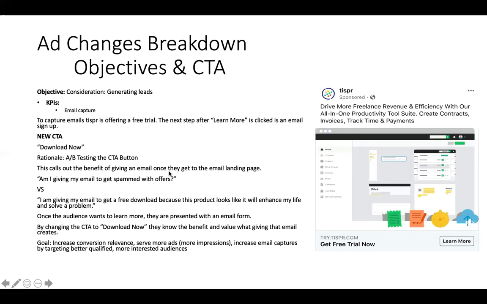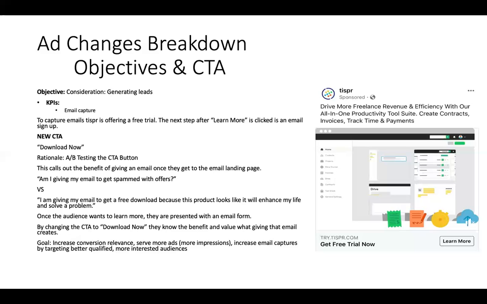So I think we should change the call to action to download now. We're going to look at some A/B testing here for that button over on the bottom right corner, changing that from learn more to download now. I think that gives a sense of the person who's clicking it knows the value of what they're going to get. So right now they click it, learn more, and then it asks for an email address. The person reading it may be thinking, why am I giving you an email address right now? Are you just going to spam me? But if they know that that email address is going to result in a free trial, they're going to be more likely to give you that. They're going to see the value in exchanging their email address for that free trial.